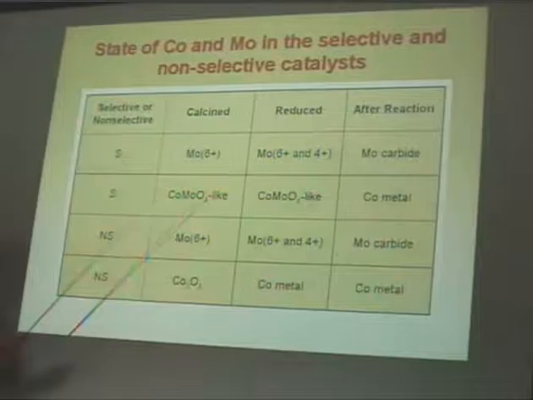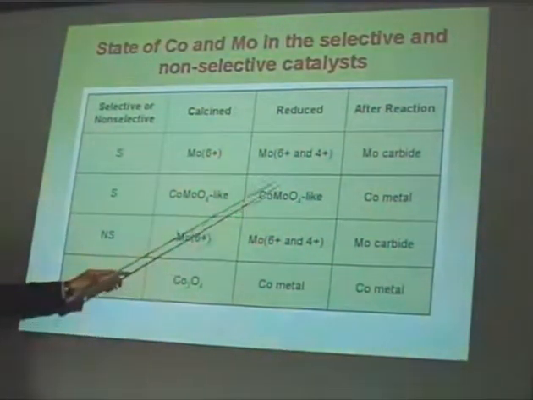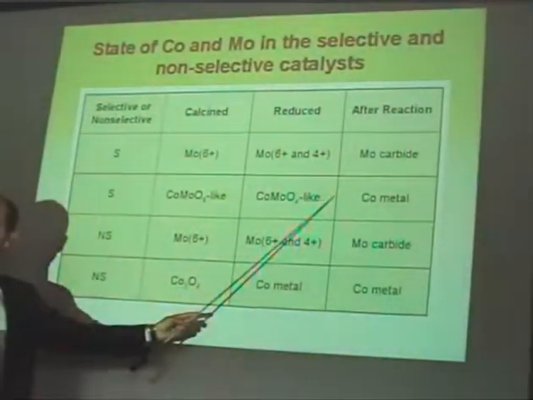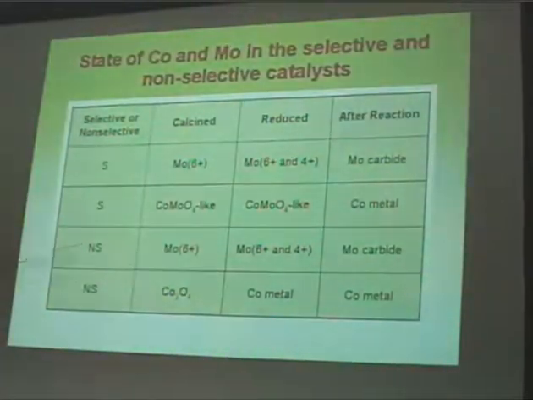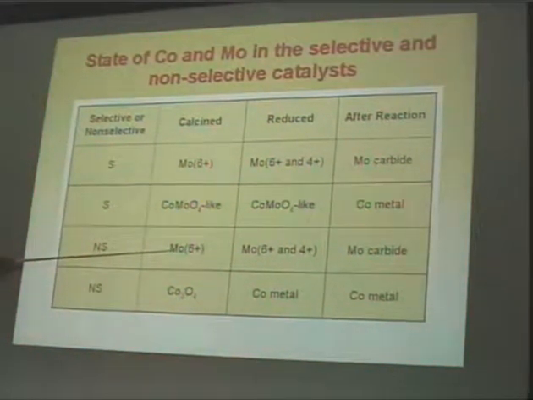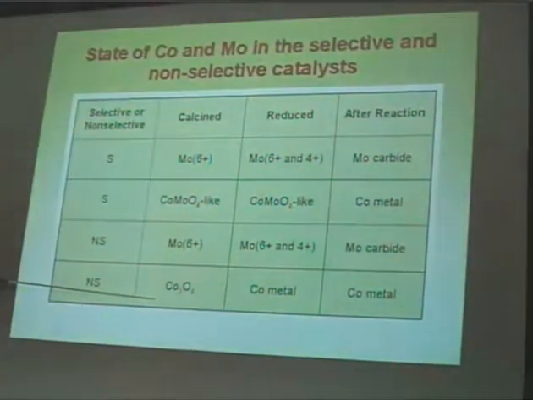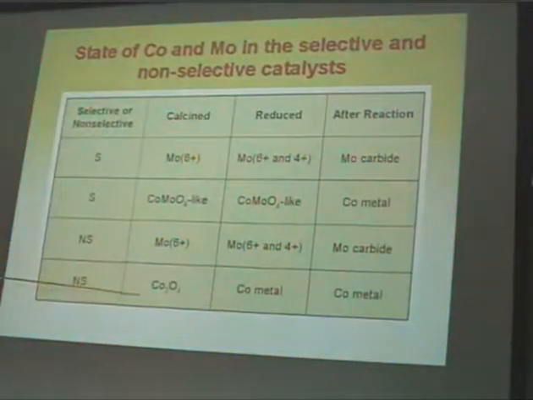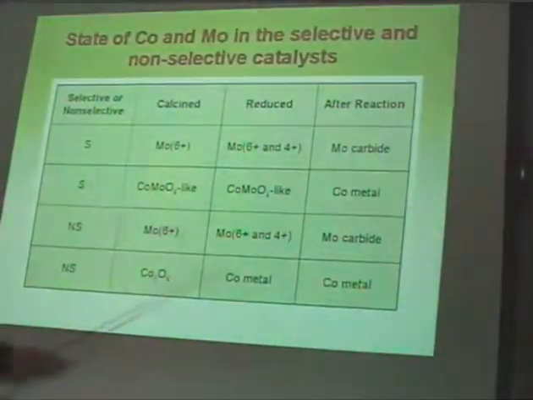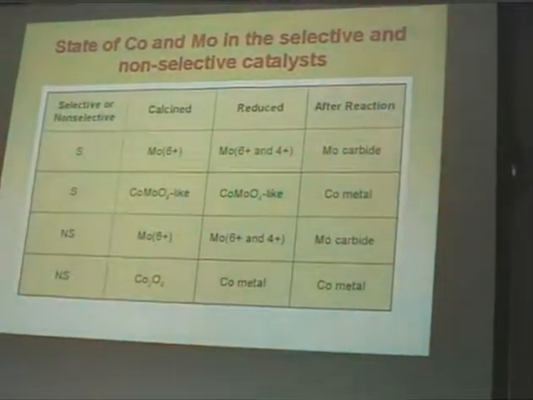When it gets reduced, it's not affected by the reduction. It's only the moly that is affected by the reduction. During reaction, that one starts getting reduced and forms cobalt metal. What happens in the non-selective? Again, you start with moly in the 6+, but cobalt is not in the cobalt molybdate. Cobalt is like cobalt oxide. That cobalt oxide can get reduced before reaction and remains reduced after the reaction with the formation of nanotubes.